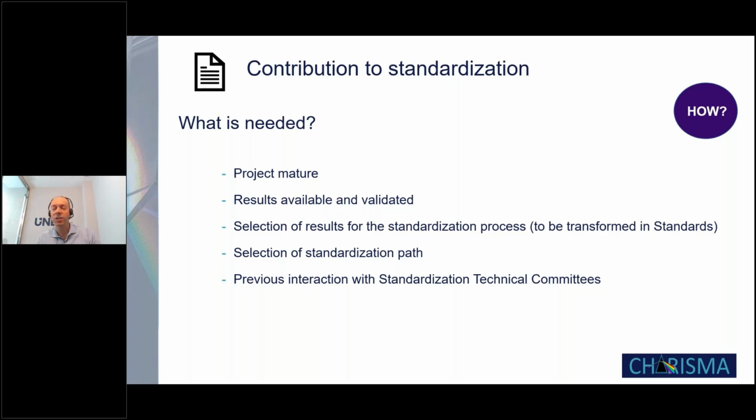For this selection, there are some things to take into account: the relevance of the project, the standardization landscape that is connected to these specific results, and other additional considerations. And then you will select the standardization path, going through a standardization committee or going through a standardization workshop. This is why the previous interaction with the standardization technical committees, as explained before, is key, because it doesn't matter if you go through the committee path or the workshop path, you need to interact with them to be sure that this work does not conflict with existing standards, and that it will be conveniently supported.